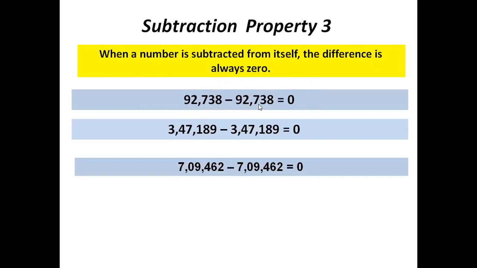92,738 minus 92,738 gives us 0. No need to calculate vertically. Mentally, you can do it easily. Okay. 3,47,189 minus 3,47,189 gives you 0. 7,09,462 minus 7,09,462 will give you 0. A number subtracted from itself will give you 0, the difference. Okay.